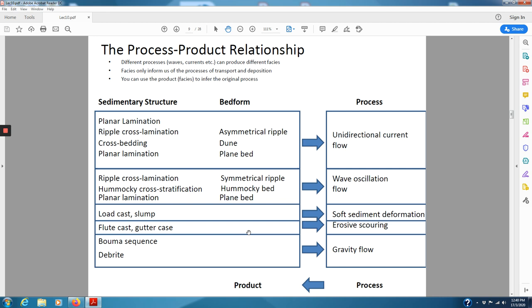You have soft sediment deformation, and you can have preservation of things like load casts and slump structures, right? And erosive scouring can result in the preservation of flute casts and gutter casts. And if you have gravity flows, they can form products such as Bouma sequences or poorly sorted sedimentary rocks called debrites. Okay? So if you have these deposits, you can interpret the process relatively confidently.